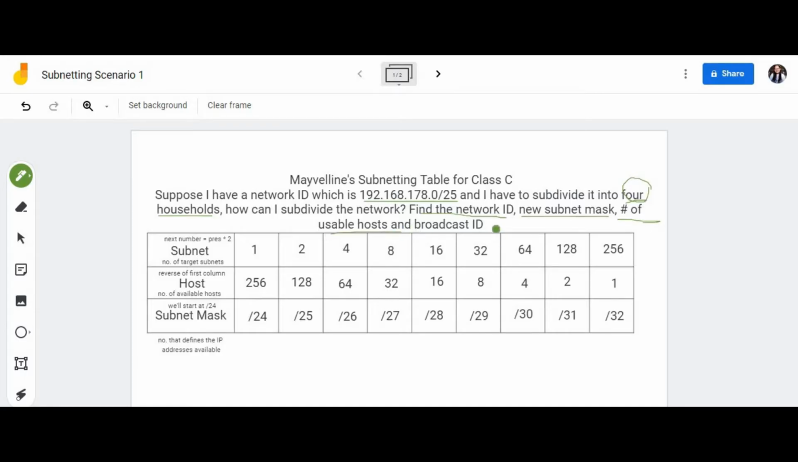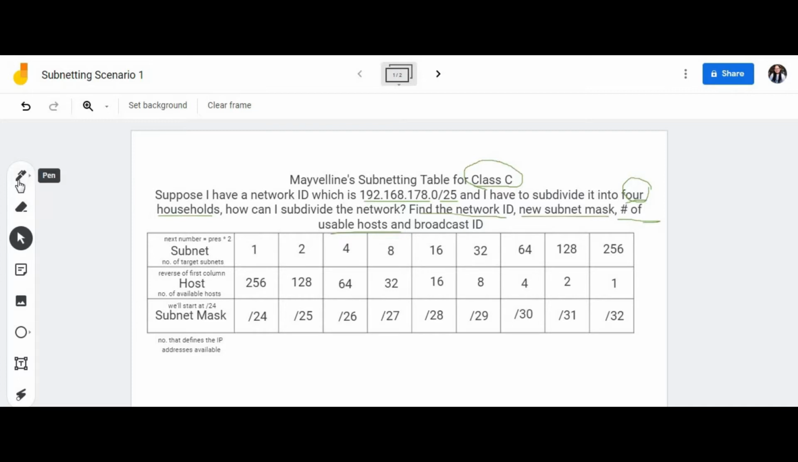Everyone, welcome to our subnetting scenario 1. So we have our problem here. Suppose I have a network ID which is 192.168.178.0/25 and have to subdivide it into 4 households. So we are dealing with 4 households here, keep it in mind. How can I subdivide the network? We have to find the network ID, the new subnet mask, the number of usable hosts, and the broadcast ID.